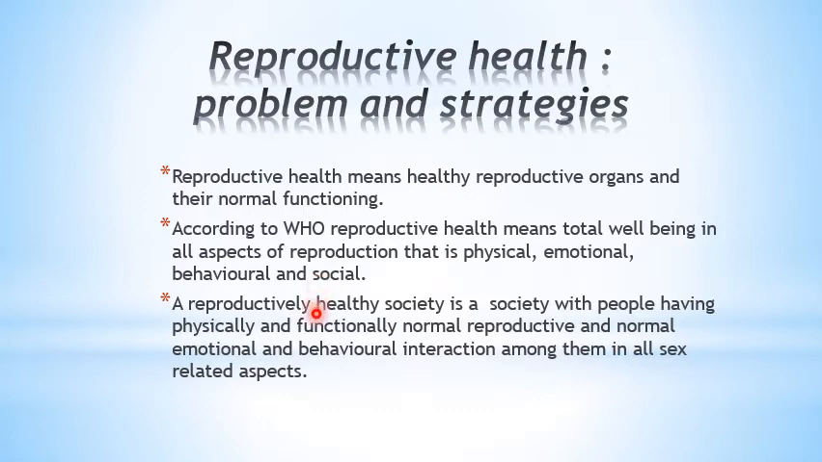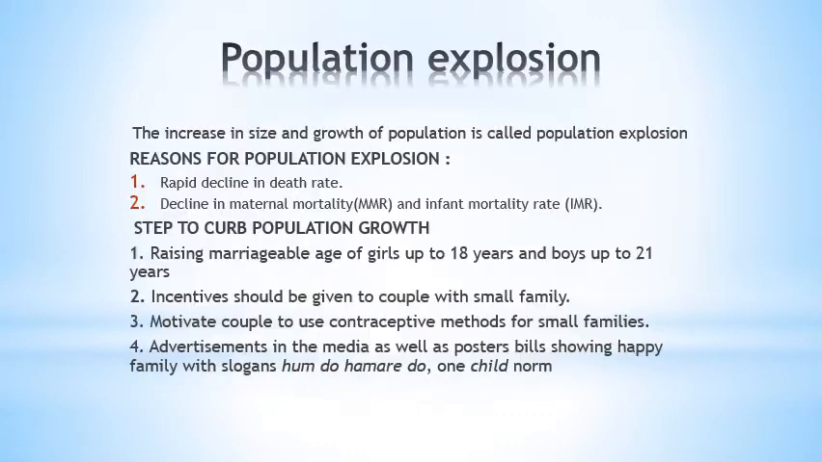A reproductively healthy society is a society with people having physically and functionally normal reproductive organs, and normal emotional and behavioral interaction among them in all the sex-related aspects.